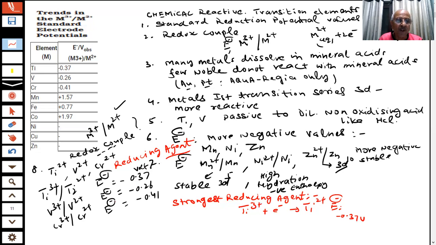If I don't understand, how will I do it? Here you find that these two, what I have written, titanium 2 plus, vanadium 2 plus, chromium 2 plus, will act as reducing agents. Strongest reducing agents. Strong reducing agent. I hope we have registered that in our mind, student. Okay.